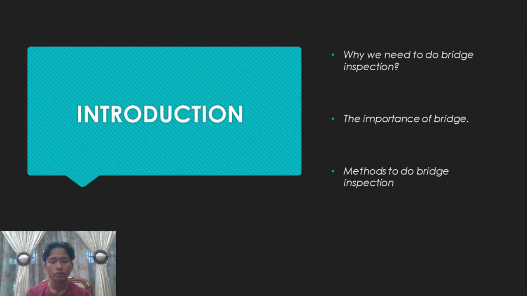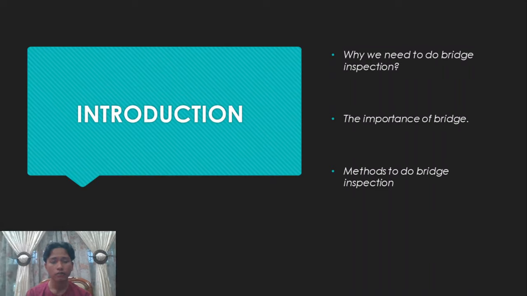Firstly, why do we need to do bridge inspection? This is because bridges, tunnels, pipelines and dams are all examples of large structures that require routine inspection and maintenance. Most of these structures are decades old and have had prolonged exposure to harsh environments and loads.